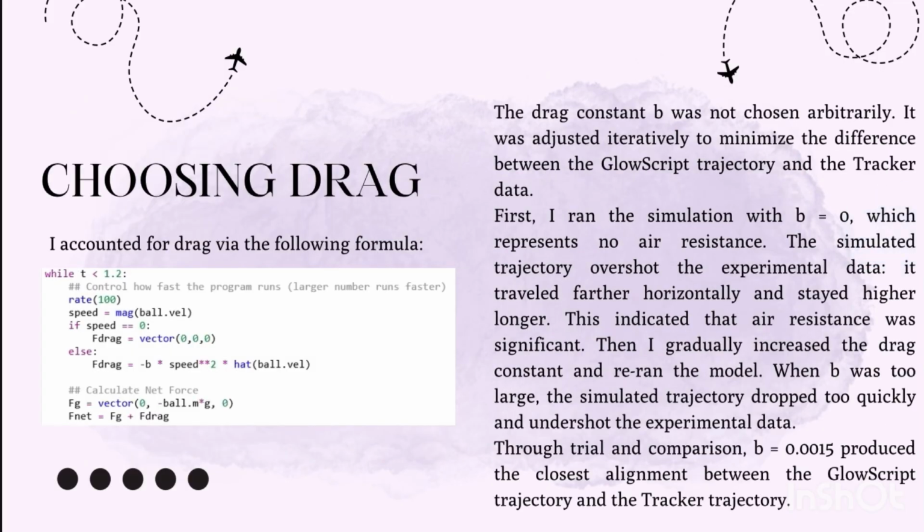So how did we choose the drag? I accounted for drag via the following formula. Here, the if-else block ensures that when the speed is 0, the drag force is also 0. This prevents division errors when calculating the unit velocity vector.